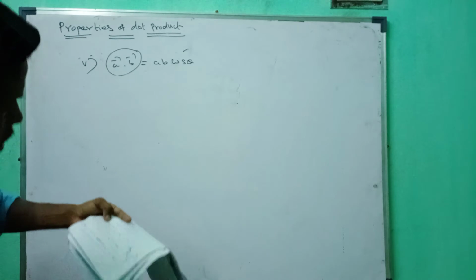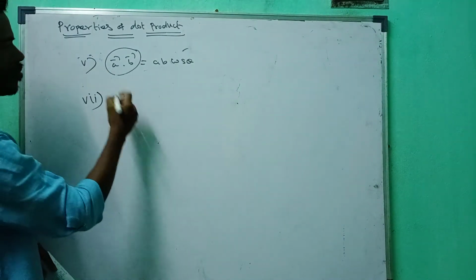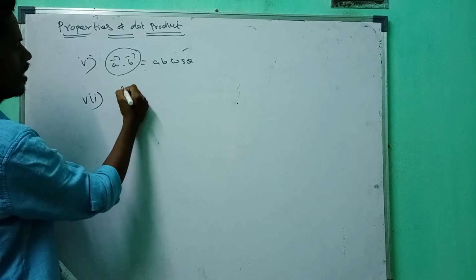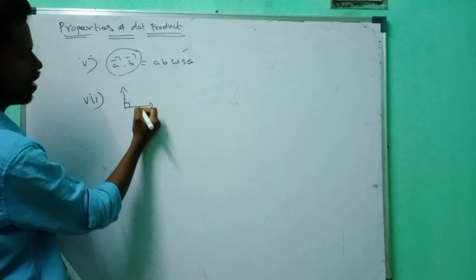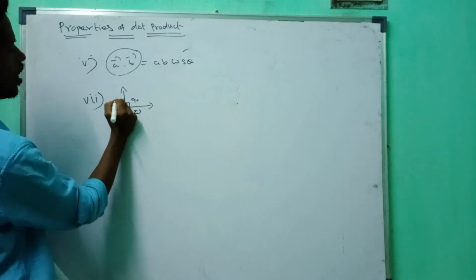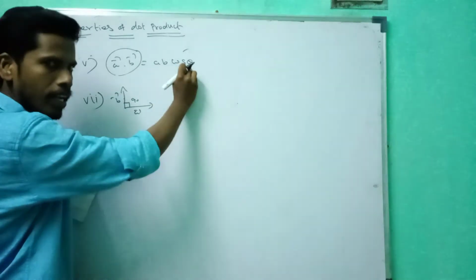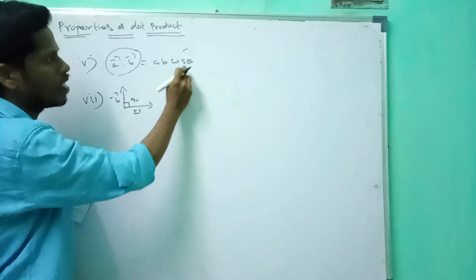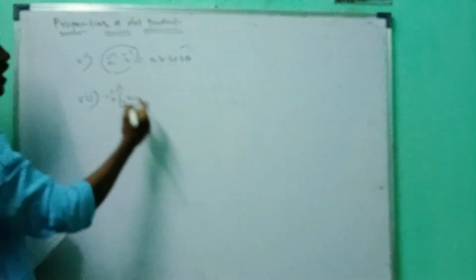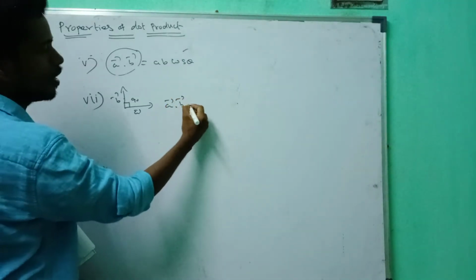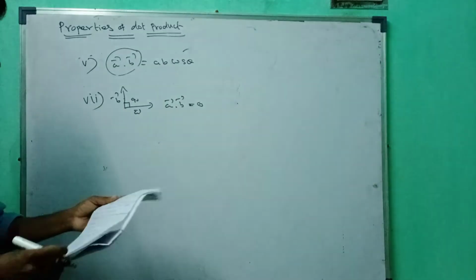Again, the same point. It is the seventh point. A vector acting in this direction and B vector acting in this direction. The angle between the two vectors is 90 degree. This is A vector, this is B vector, like that. What happens if you substitute the value of 90? Substitute the value of angle here, cos 90. Cos 90 becomes 0. So the value of A vector dot B vector will be 0. That is the next point.